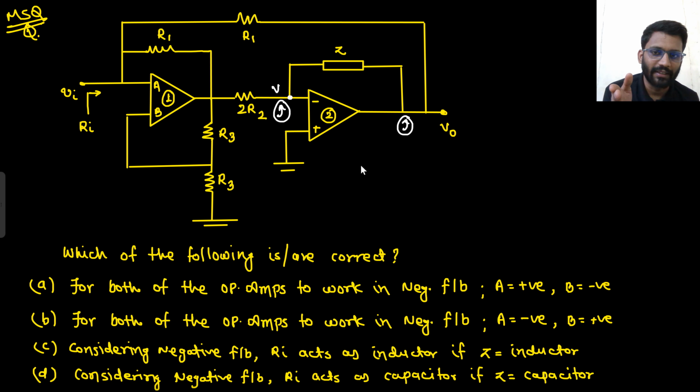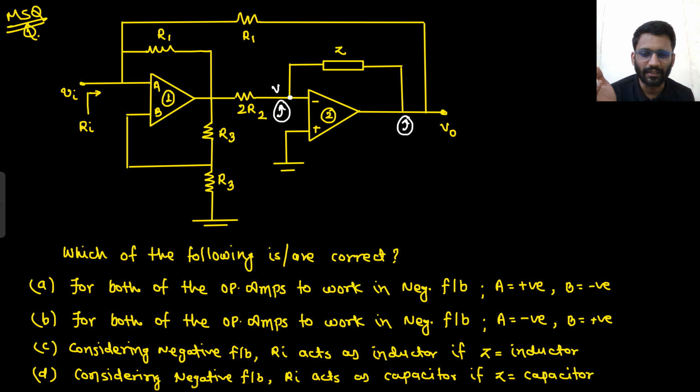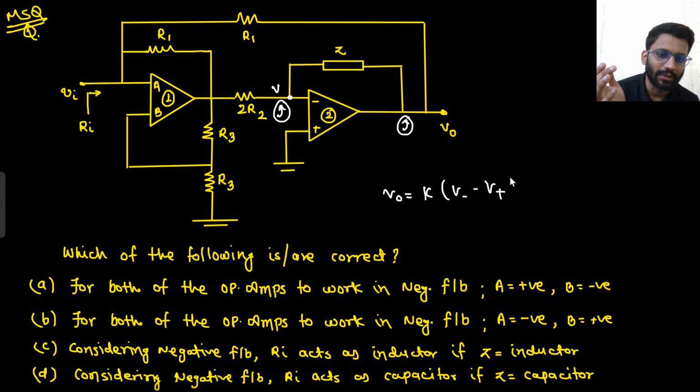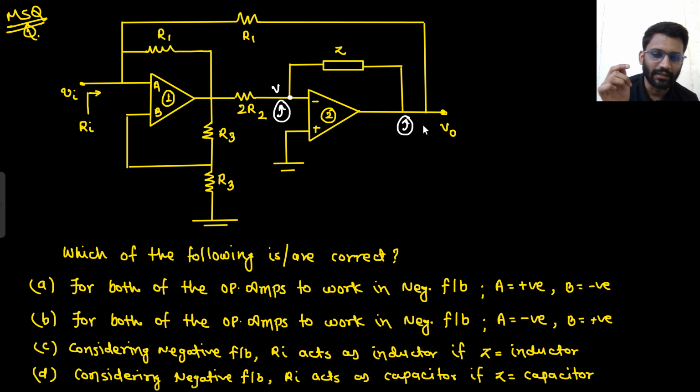What will be the potential here? Let's just call this node V. So what will be the potential at V? 2R2 upon 2R2 plus Z into V node. So if V node increases, then certainly V will increase. And if V node is increasing, that means what is your V node? V node is some constant K, V negative minus V positive. Sorry, V positive minus V negative. So if V negative is increasing, then certainly V node will decrease, right? So there is a negative feedback, that's for sure. So this is decreasing, there is no doubt about it, right?